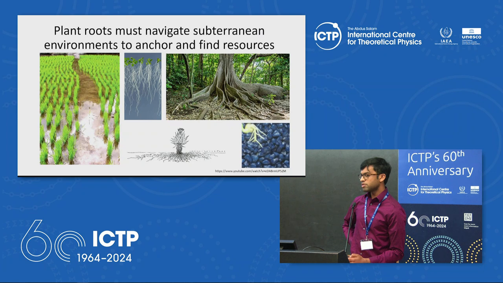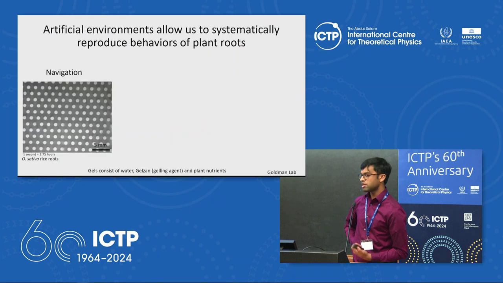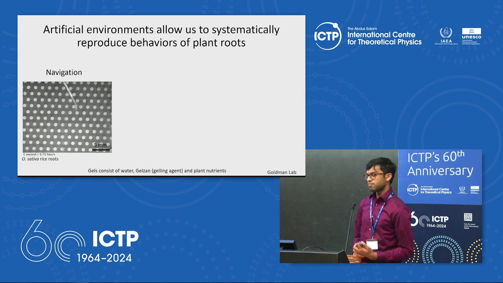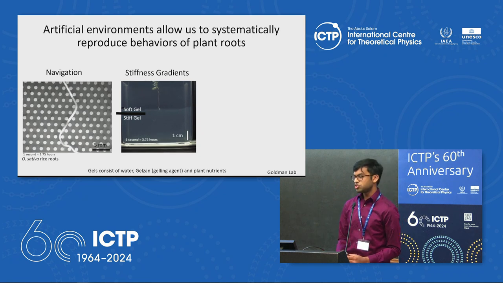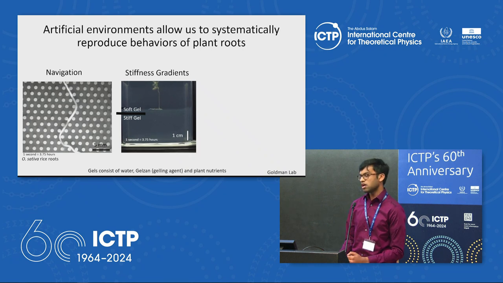So in the Goldman Lab, one way we investigate strategies to go through complex environments is to look at these organisms in relatively simple environments. That can let us isolate exactly what, in this case, the plant roots are doing. This is an example of a plant root moving through a lattice. Here we're growing them in gel made of some plant root nutrients and some Gelzan, which is a gelling agent. Looking at them colliding into a layer of stiff and soft gel, you can see that it ends up moving on the surface instead of penetrating through.